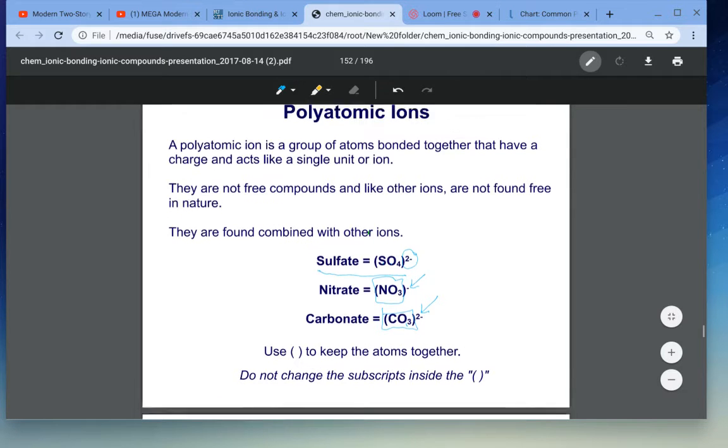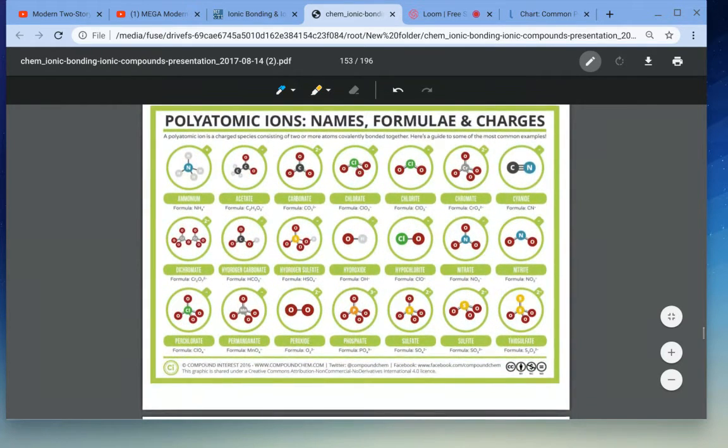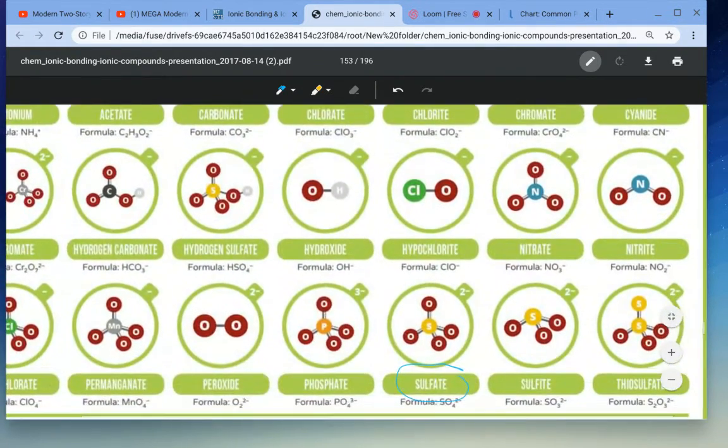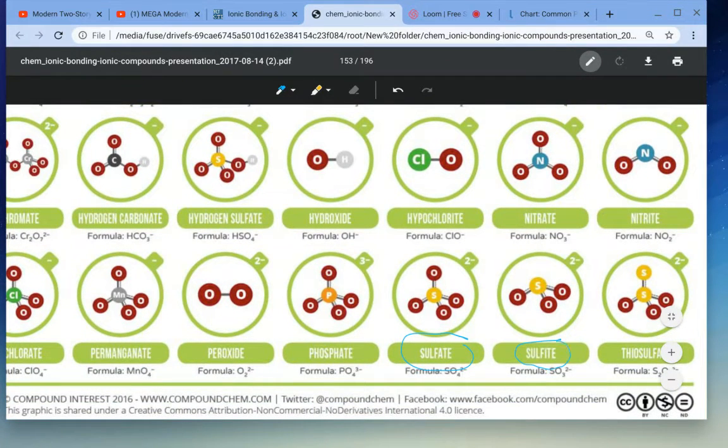All right, and then one of the things I want you to note is they have similar names. Like you can look here, we have sulfate down here and sulfite. So we have an ATE ending and an ITE ending. So you're going to find that a lot of these are like this, nitrate and nitrite. But if you notice, what is different about them is the number of oxygen atoms we have here.